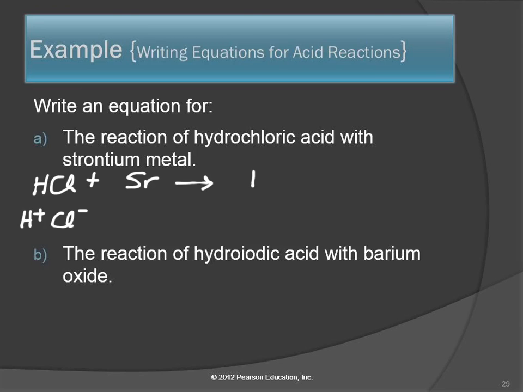What's going to happen here is we're going to get hydrogen gas. And then what's left? We're going to have an ion from this. What ion does strontium form? Positive. It's in group 2, so it's 2 plus. So the hydrogen ions are going to form hydrogen gas, and the strontium is going to form an ionic compound with the chloride. The chloride doesn't change, and so in order for these charges to work out, this has to be SrCl2.